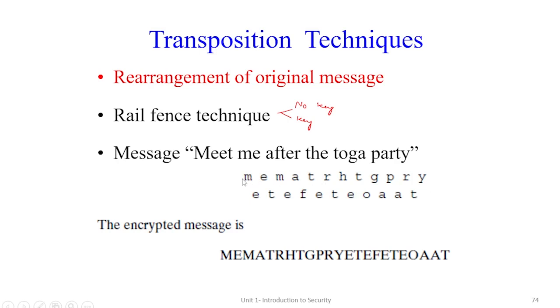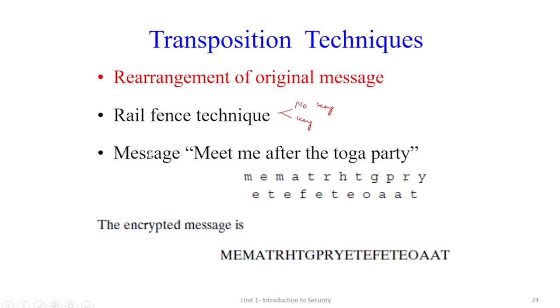If I arrange the letters in row order, the first row letters are ME, MA, TR, HT, GP, RY. And then I write the second row values consecutively. So after Y, the second row values follow. Those are ETE, FETE, OAAT. So this is the ciphertext value.